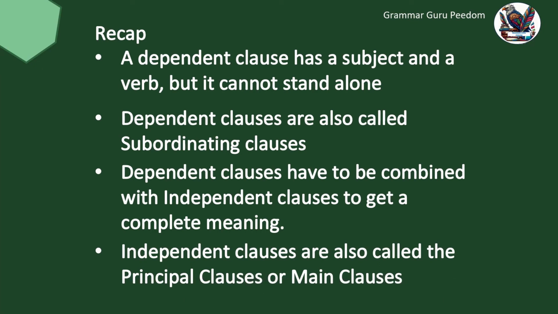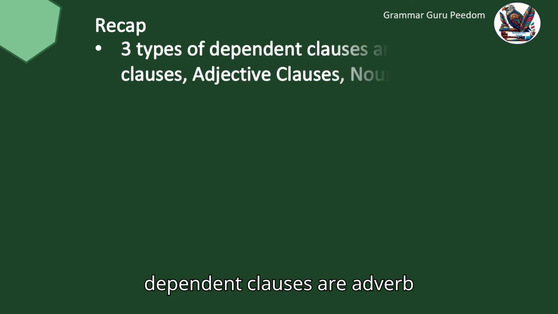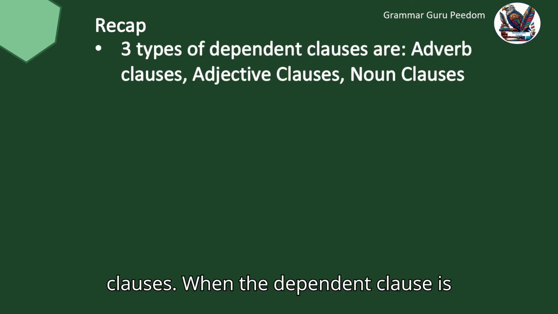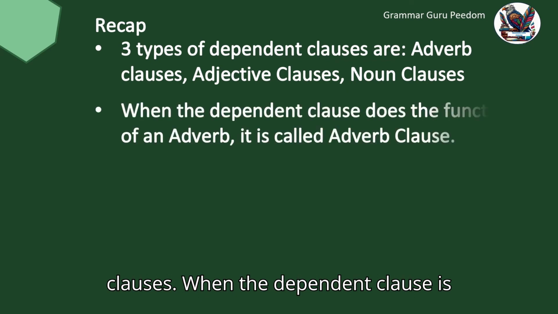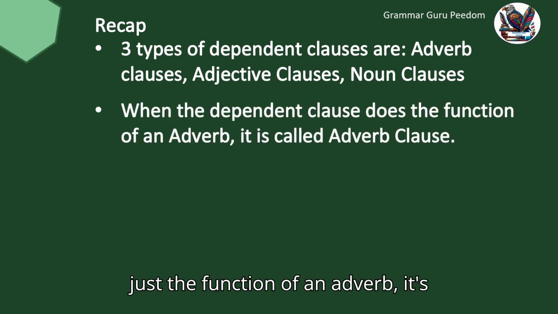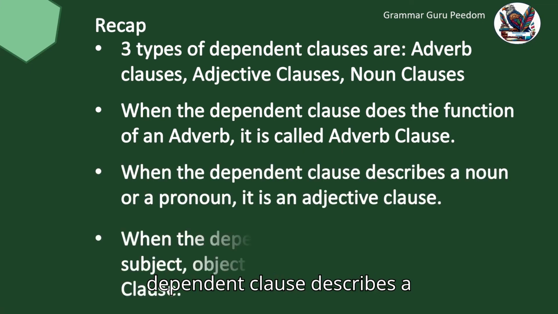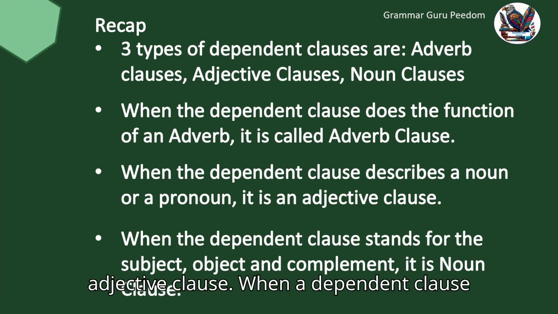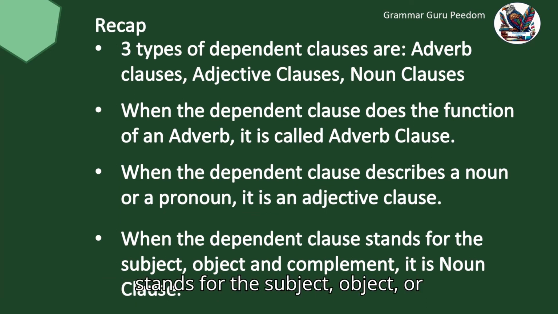Three types of dependent clauses are adverb clauses, adjective clauses, and noun clauses. When a dependent clause does the function of an adverb, it's called an adverb clause. When a dependent clause describes a noun or a pronoun, it's an adjective clause. When a dependent clause stands for the subject, object, or complement, it's a noun clause.